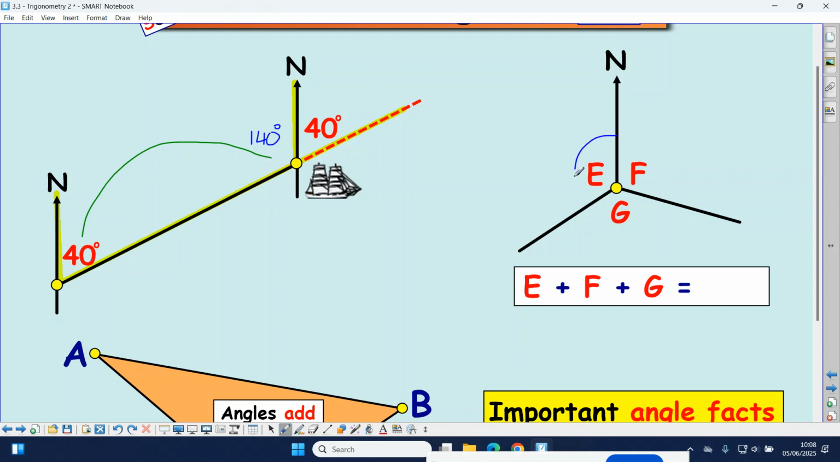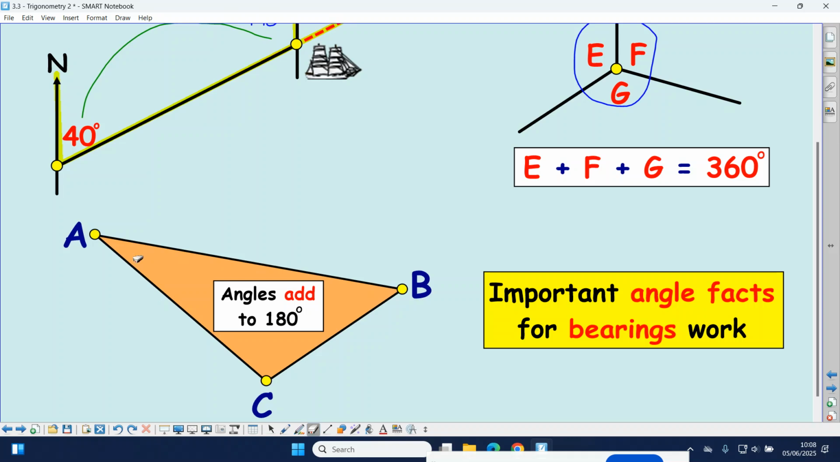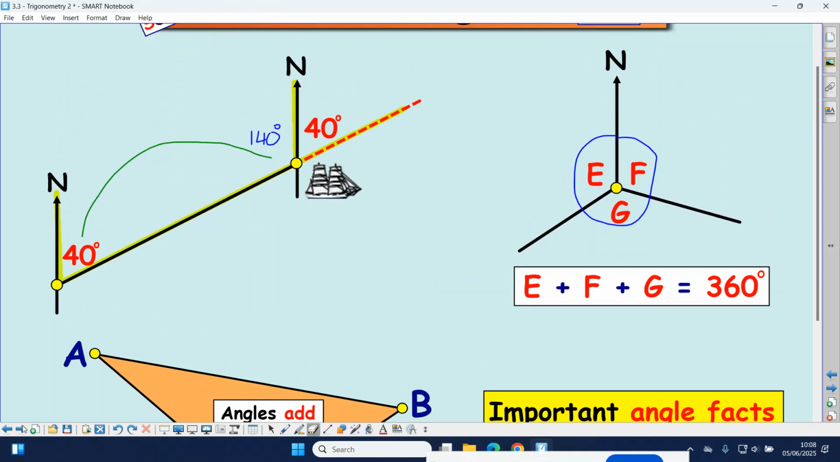Also, we expect you to know the full turn. So all the way around from start to finish in a circle. I know that's not a very good circle, but that's 360 degrees. So if you've got angles round a point, they all add up to 360. And the final thing, angles in a triangle add up to 180. It's another important point. If you add this angle and this angle, it comes to 180 degrees.